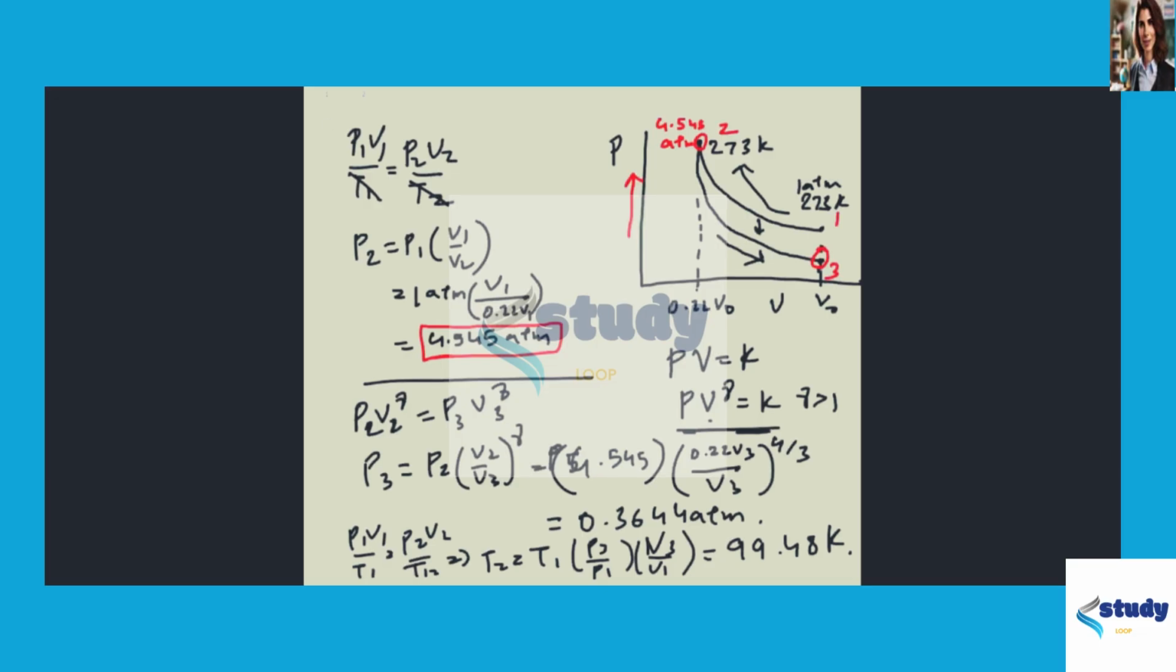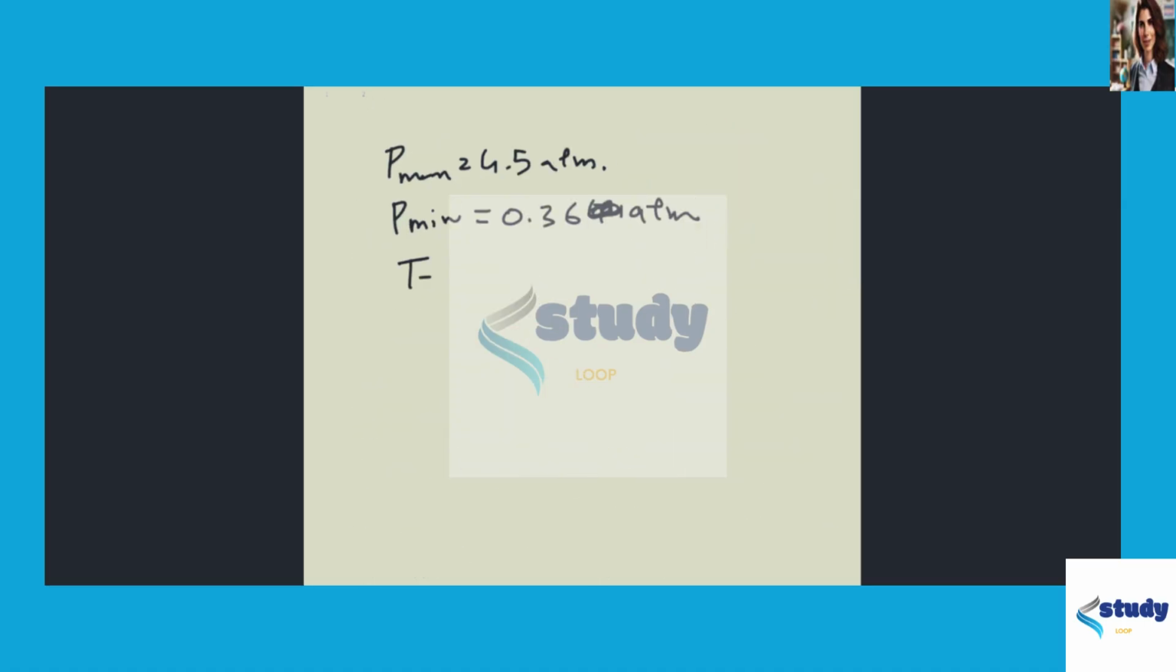Now for the highest temperature, all of these points on the first curve correspond to the same temperature, and that will be the highest temperature. So the highest temperature is simply 273 Kelvin, whereas the lowest temperature is a little tricky.